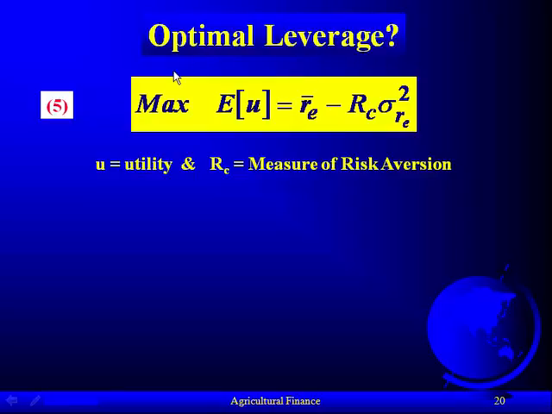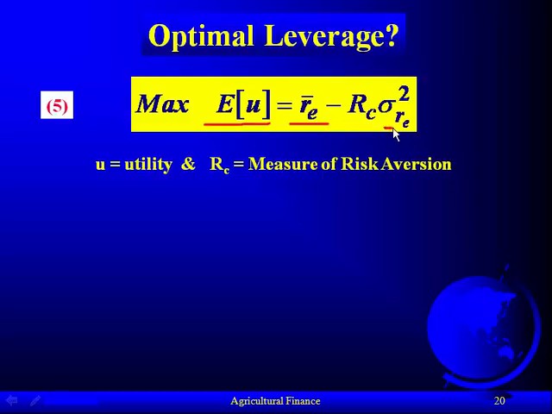Now to find the optimal leverage, remember that we said what? That the objective function for the manager was the expected utility as a function of profit and risk. Well, now we have a function. Instead of just purely conceptual, we actually have a functional form. We say that we're going to maximize profit, and we define profit as the expected rate of return to equity. It's also a function of risk.